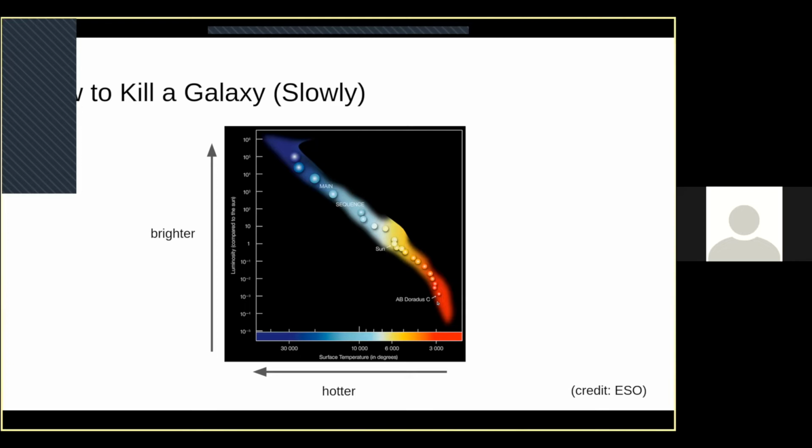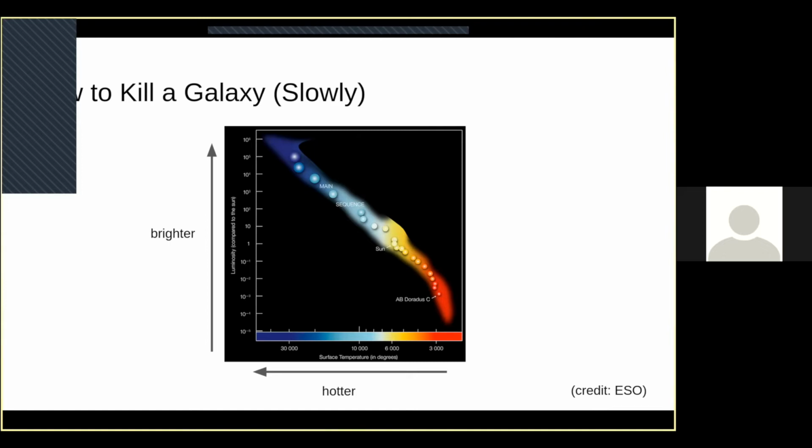What happens is as stars get more massive and brighter, they also become hotter and bluer. But these hot stars burn really quickly. They burn all their fuel quickly and they die quickly. So blue stars do not live for very long. The only type of galaxy that can form blue stars and be blue is a galaxy that's actively forming new stars.